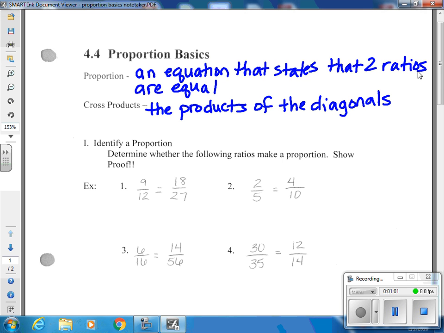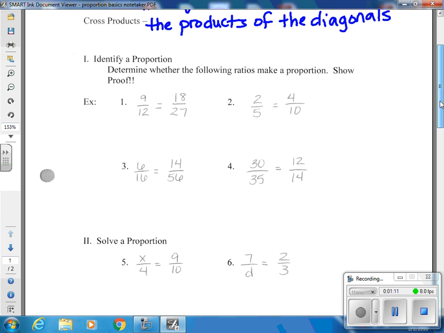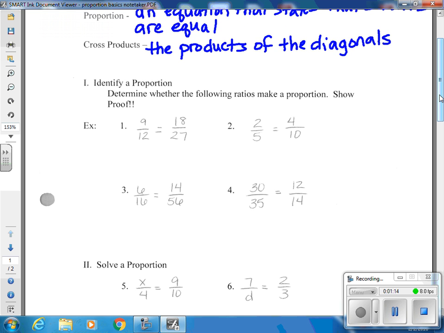All right, so for part one, we're going to identify whether two ratios are truly a proportion or not. And the way we do this is simply by testing their cross products. All right, so for the first one, we're going to have to show proof that we have true proportions or not. Just because they look like two fractions with an equal sign does not make them automatically a proportion. Looks can be deceiving, so you always have to mathematically prove it.